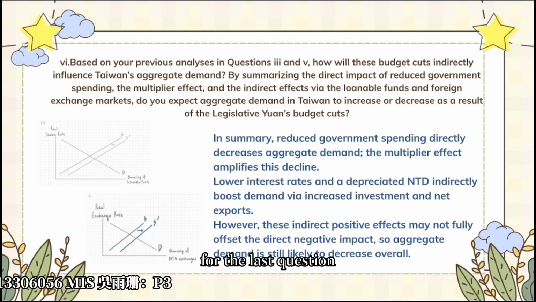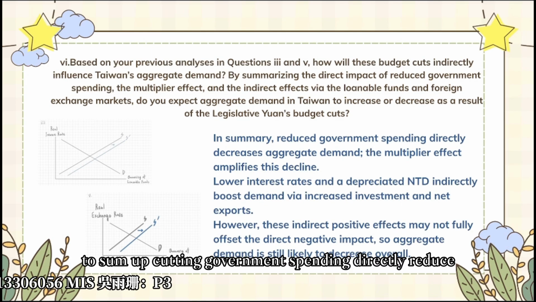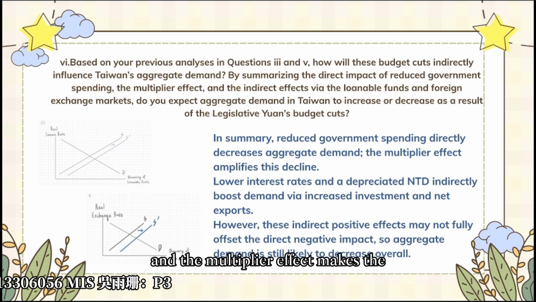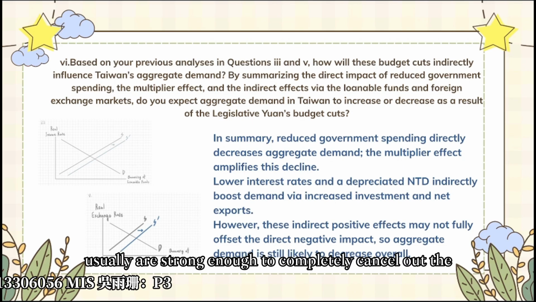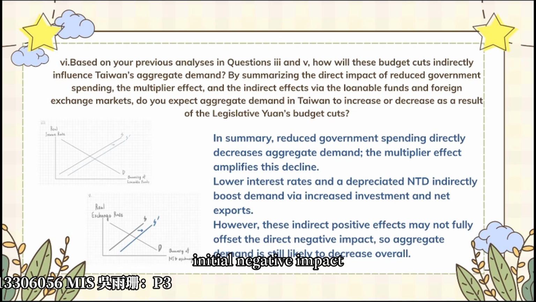For the last question, to sum up, cutting government spending directly reduces aggregate demand, and the multiplier effect makes the decline even bigger. On the other hand, the resulting lower interest rate and weaker currency can help stimulate demand through higher investment and exports. Still, these indirect effects usually aren't strong enough to completely cancel out the initial negative impact, so aggregate demand is likely to fall overall.